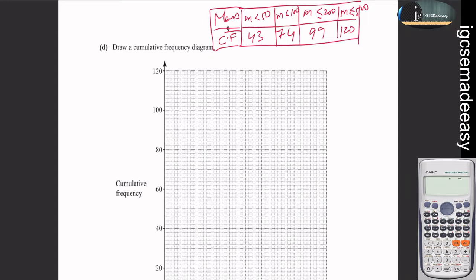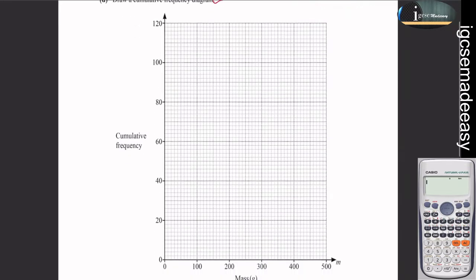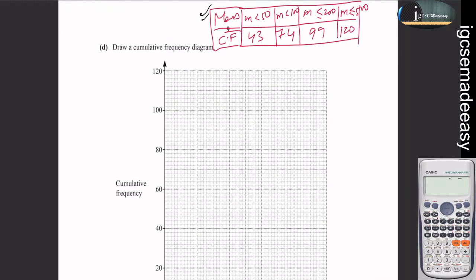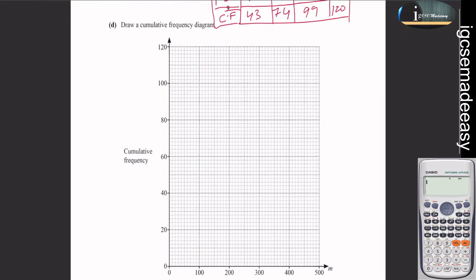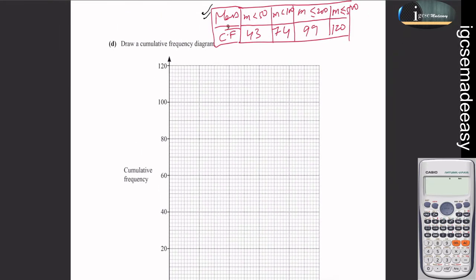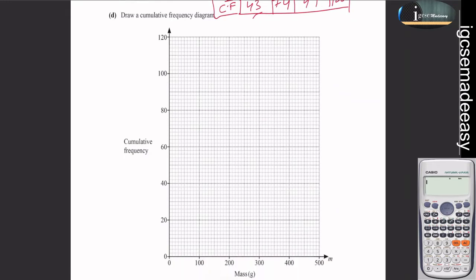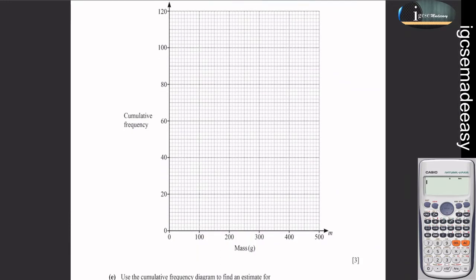Part D, draw a cumulative frequency diagram. I just took this table from the previous part, and we have to plot this table in this cumulative diagram. So let's plot it. The first value for 50 is 43. So this is 50, and 43 should be here somewhere.